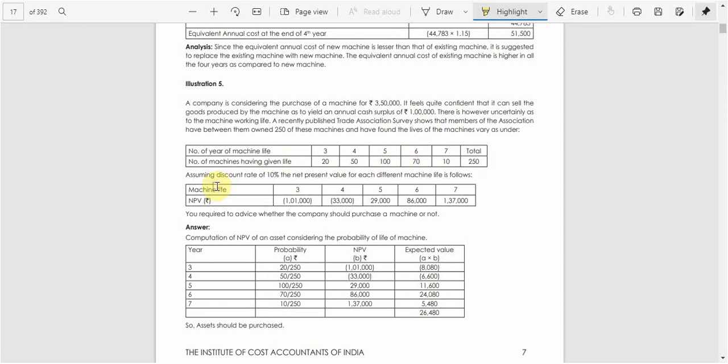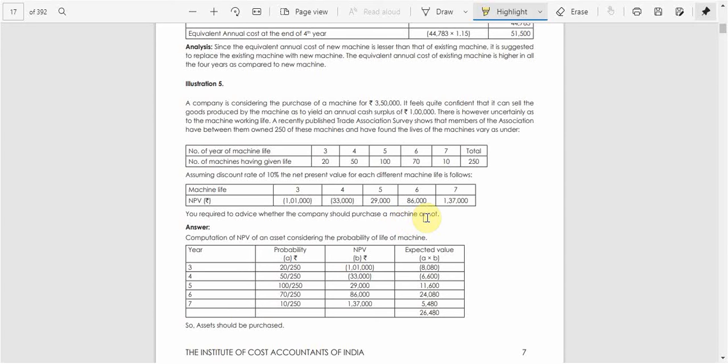Assuming a discount rate of 10%, the net present value of each different machine life is as follows. For machine life 3, the NPV is minus 1,01,000. For 4, it is minus 33,000. Like that, this is given. You are required to advise whether the company should purchase the machine or not. That is the advice we need to give.